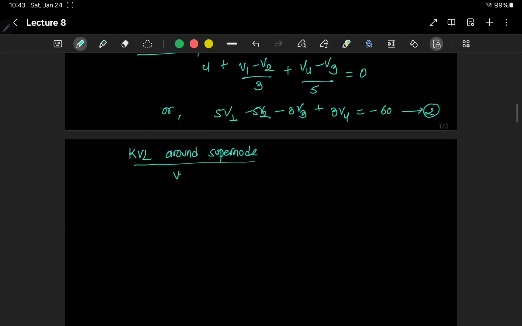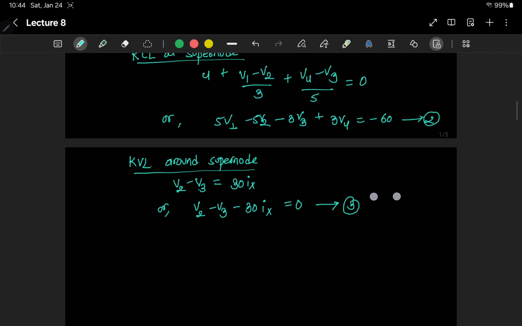So you can simply write the voltage difference across the supernode, V2 minus V3, is equal to 30 Ix, that is the dependent voltage source. Or just put everything on the same side: V2 minus V3 minus 30 Ix is equal to 0. So this will be our third equation.